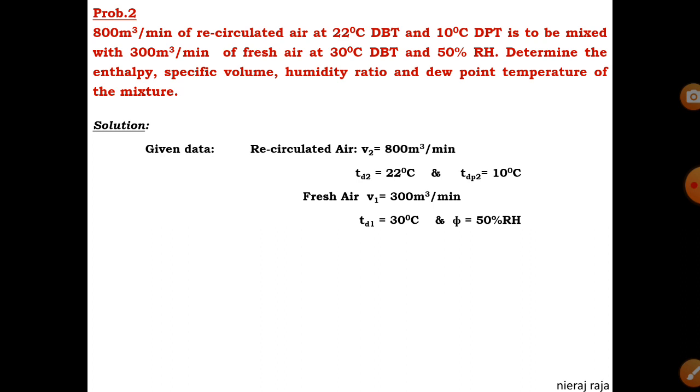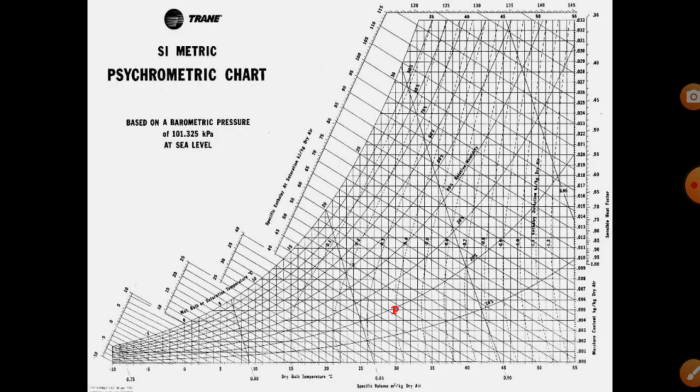We'll plot the process on psychrometric chart. Point number 1 and this is point number 2. Now this is your process. 1 to 2 is the process of mixing. In between them somewhere you will get the mixing. Both the airs are coming in a mixing chamber from 2 and from 1, and they will mix together at a certain point in between 1 and 2.